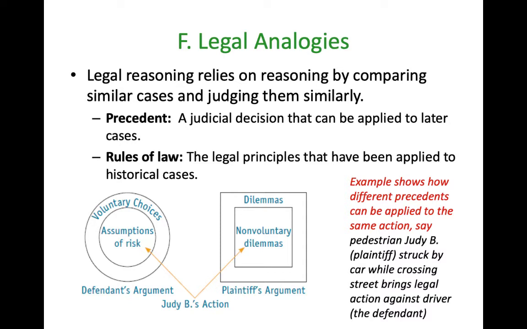I want to show how different precedents can be applied to the same action. Say pedestrian Judy, B, our plaintiff, is struck by a car while crossing the street. She brings legal action against the driver, the defendant. So here's Judy's action. The defendant's argument is that she's assuming a risk when she voluntarily crosses the street. Judy's argument is that she has to cross the street and she has a reasonable expectation that she's not likely to be struck by a car. After all, pedestrians have a right of way.